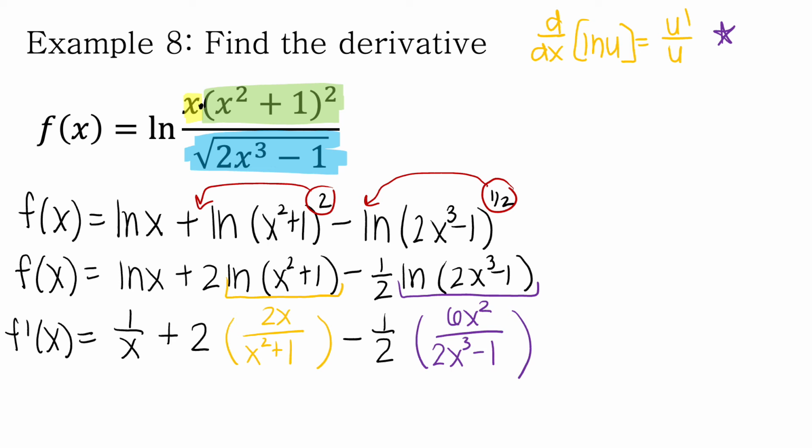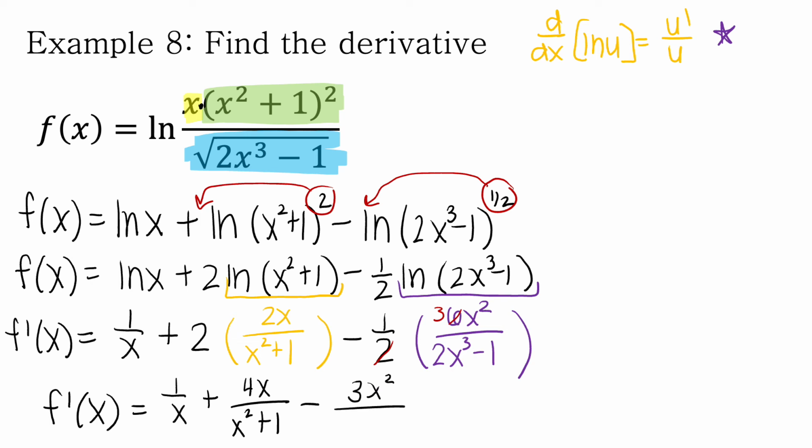So I'm going to just take a second and pause and give you a chance to catch up or to ask any questions. And then once you get to this point, let's just go ahead and simplify so it's a little bit less messy. So we have our function f prime of x is just equal to 1 over x plus 4x over x squared plus 1 minus, and then I am just going to simplify here, this 2 and this 6. So this becomes 3x squared over 2x cubed minus 1.